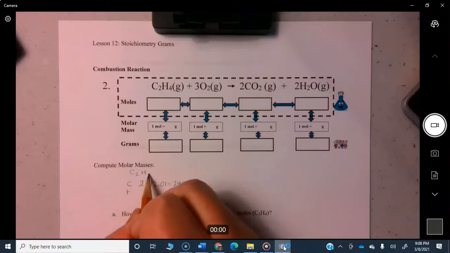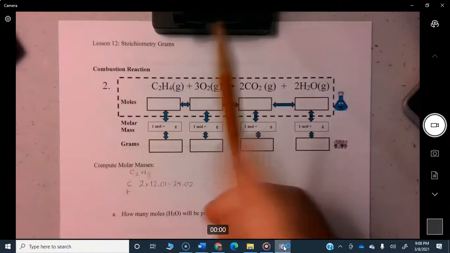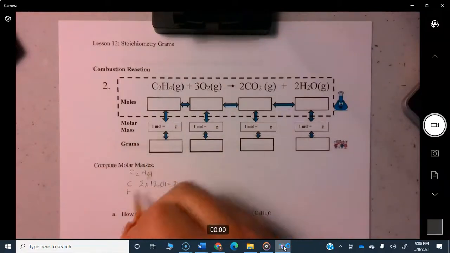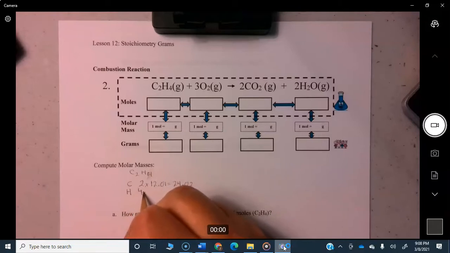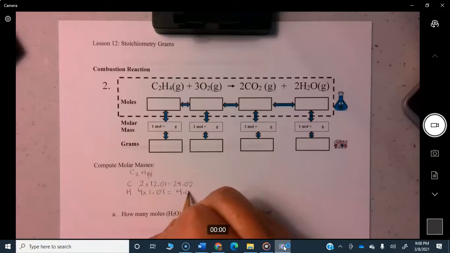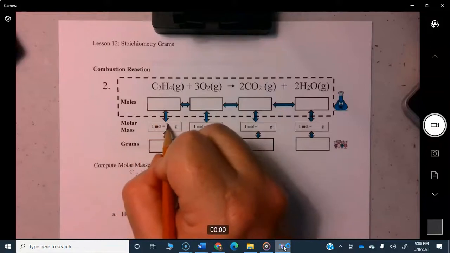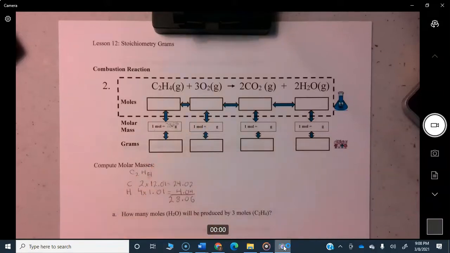For hydrogen, and I didn't write that correctly, it should be a 4, H4. So for hydrogen, we have 4 times 1.01. It's going to be 4.04. And now we just add those two. And it's 28.06. So right here, 1 mole equals 28.06. You can stretch it up there a little bit like that, okay?